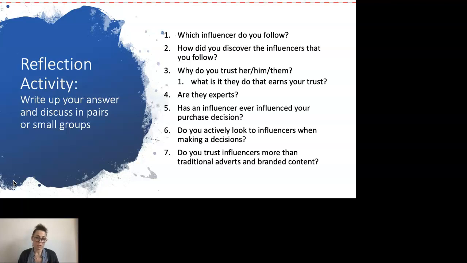Did you come across them in your feed when they were talking about a product, or did you come across them because you were actually looking for a product and they were the person who was most trusted and gave you the right advice and the right information? Have a think about why you trust that influencer. What is it that they do to earn your trust? Are they very candid? Are they very detailed? Do they talk about the good things and the bad things?